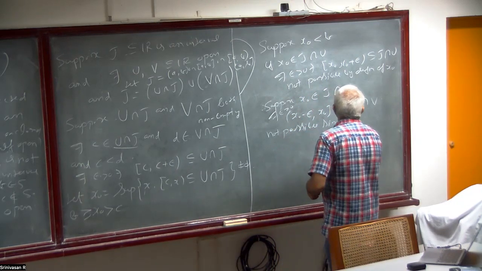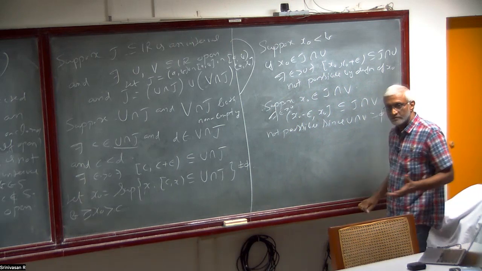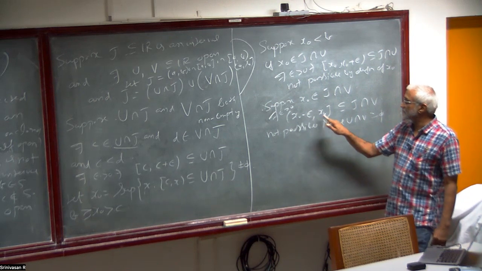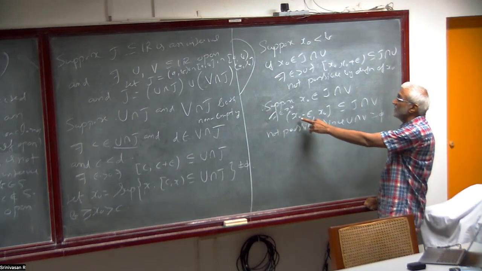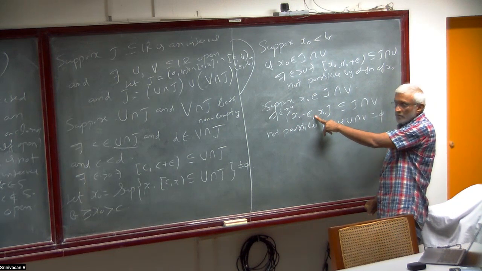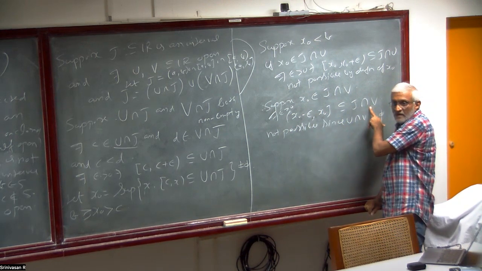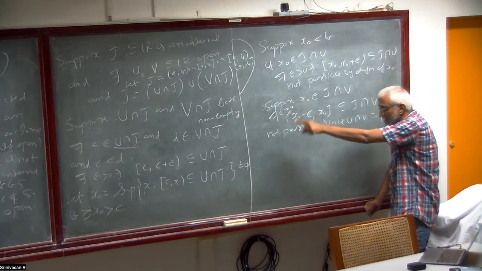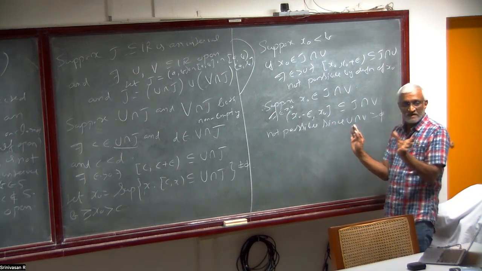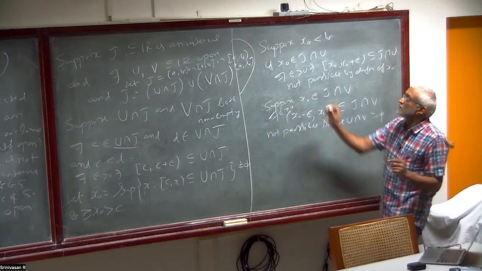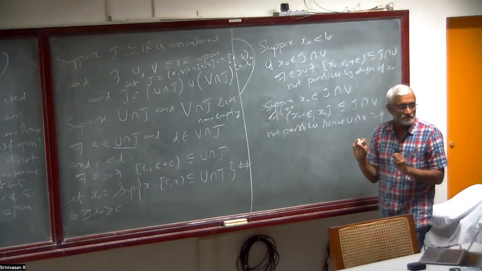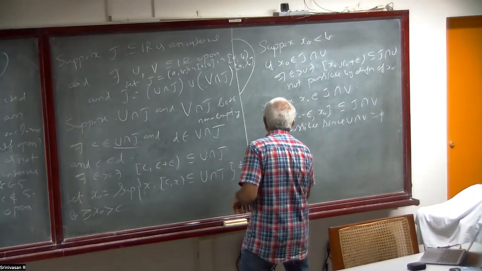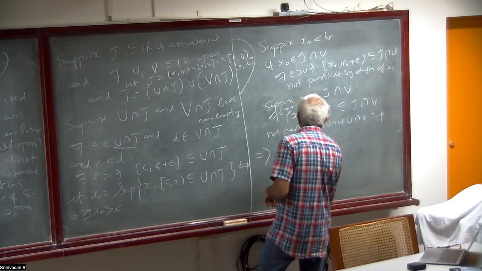Since U intersection V is empty, this is not possible. So there is a point between x naught minus epsilon and x naught which is in J intersection V. But x naught is the supremum of such things, so that point will be in U intersection J also, but they are disjoint. So this is not possible. So this assumption is not possible. So this implies that x naught should be equal to B.